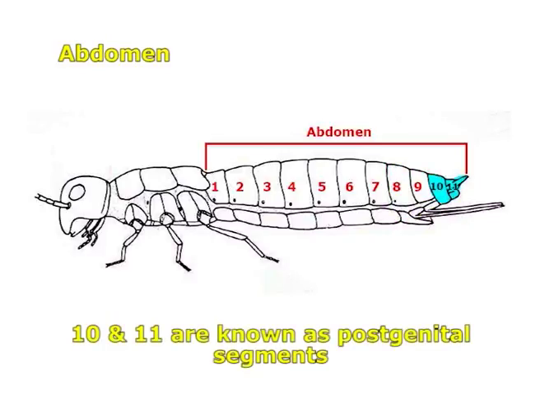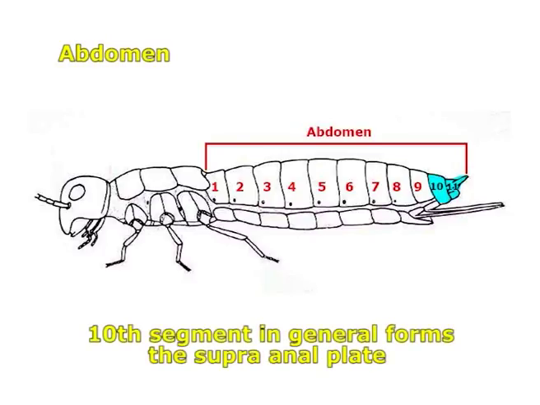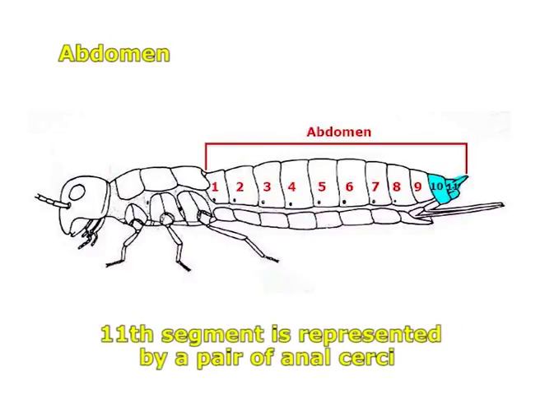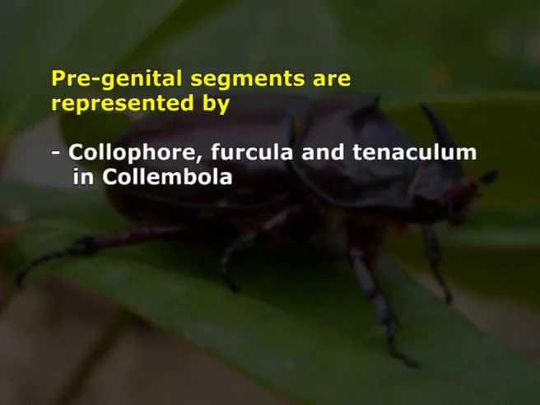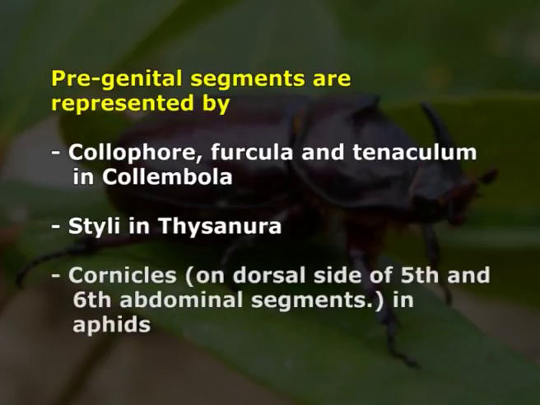The 10th and 11th segments are also known as postgenital segments. The 10th segment in general forms the supraanal plate, and the 11th segment is represented by a pair of anal cerci, usually known as postgenital abdominal appendages. Pregenital segments are represented by collophore, furcula, and tenaculum in Collembola, styli in Thysanura, and cornicles on the dorsal side of 5th and 6th abdominal segments in aphids.